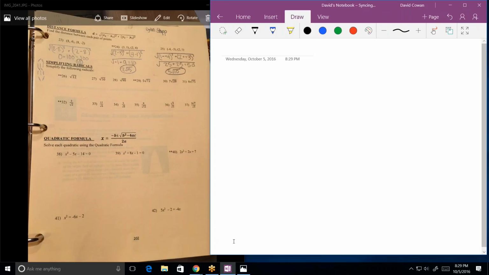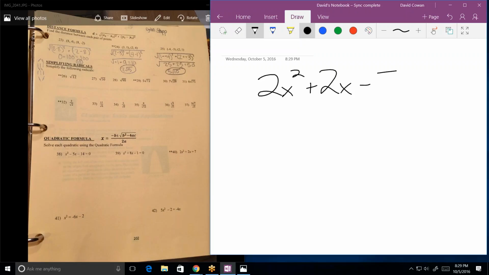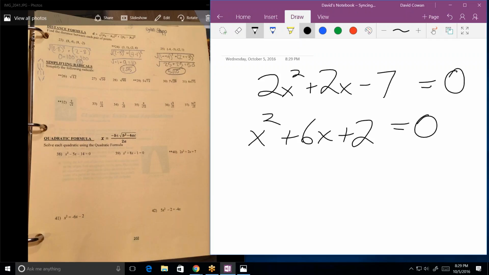All right. Well, the half hour is almost up here, but let me just make sure you understand how to do some of these. Like 40 is not in standard format. So the very first thing I have to do on 40 is bring over that 7. Now I can apply the quadratic formula to it. And in 41, I got x squared. I got to bring everything over. And I can apply the quadratic formula to that.